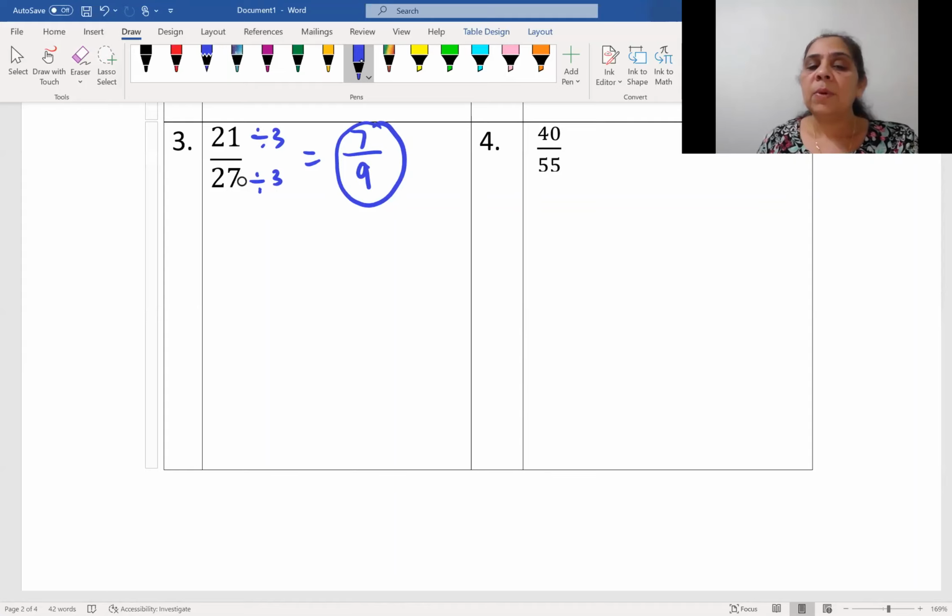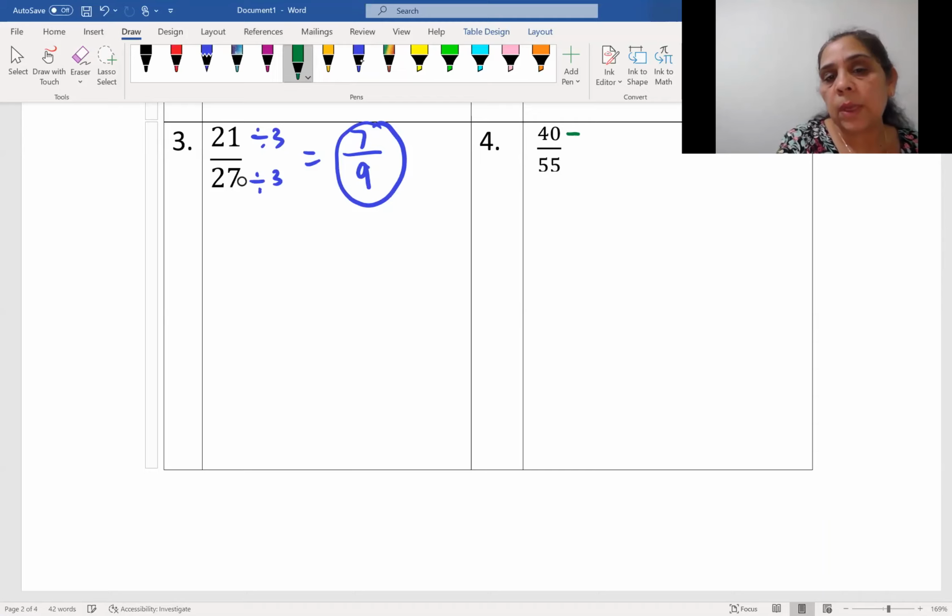All right, number 4. What is the first strategy? What number can we divide both of them by? What is the common factor in between, right? Remember the divisibility rule for 5. If the last digit is 0 or 5, we can divide by 5. Here on top we have 0 and on the bottom the last digit is 5. So we can divide both of them by 5.